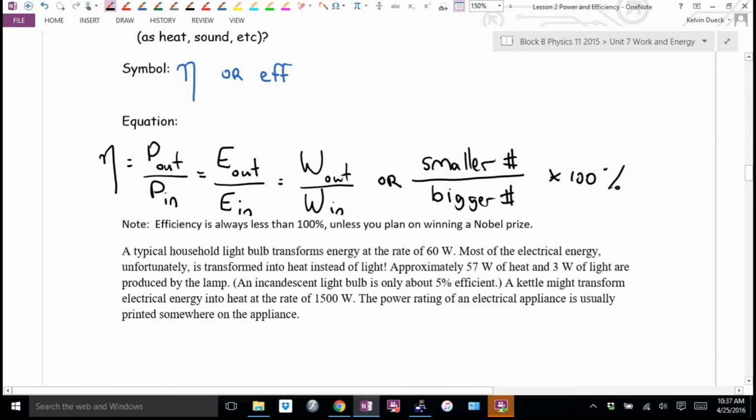If you want to make it a percentage. Or if they give it to you as a percentage, you've got to divide by 100, turn it back into a decimal before you do the math with it.